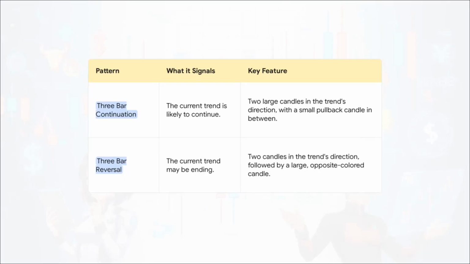Now let's look at a couple of 3 candle combos. The 3-bar continuation is basically the trend just taking a quick breath. You get 2 strong moves in one direction, a tiny little step back, and then boom, the trend often keeps right on going. But the 3-bar reversal is a totally different story. Here, you get 2 candles going with the trend, but then they're followed by a massive, powerful candle going the other way. That's a huge sign that the trend is running out of gas and might be over.